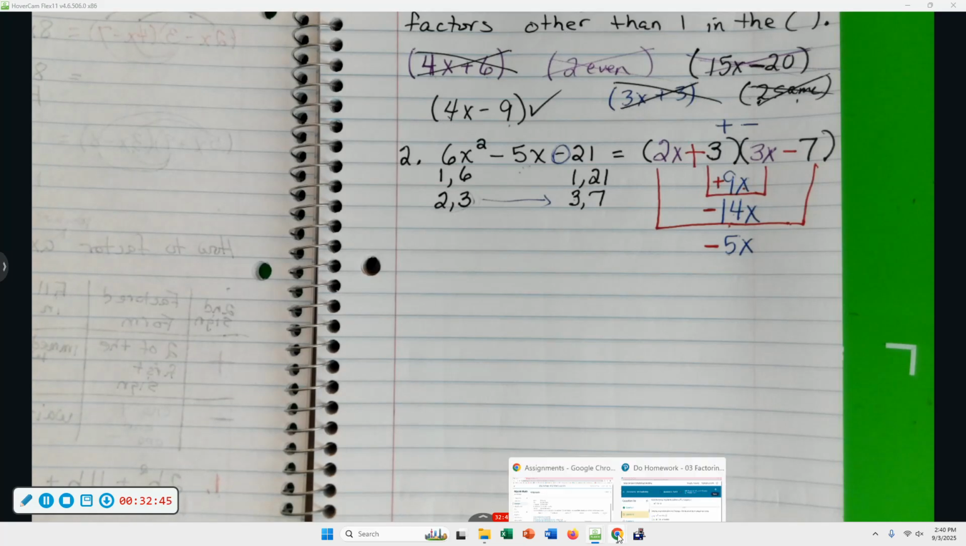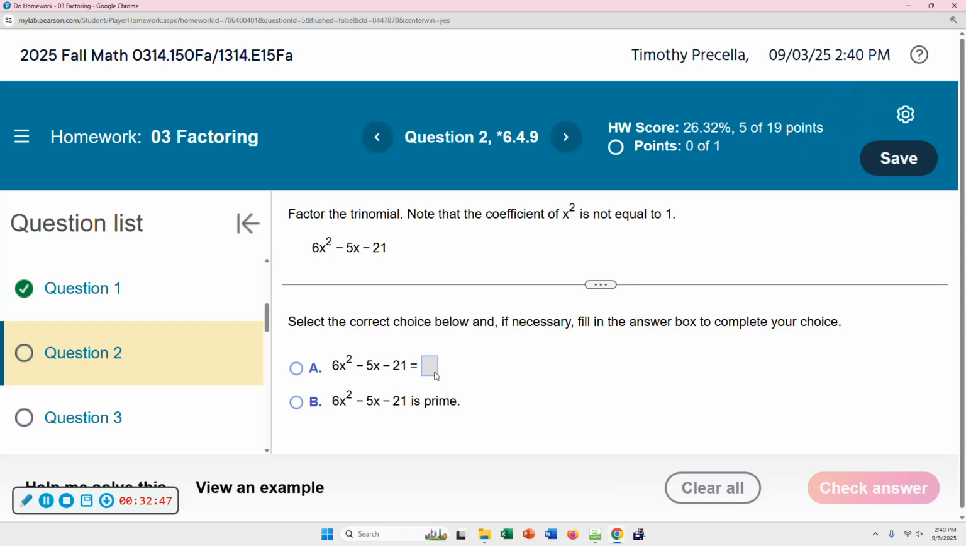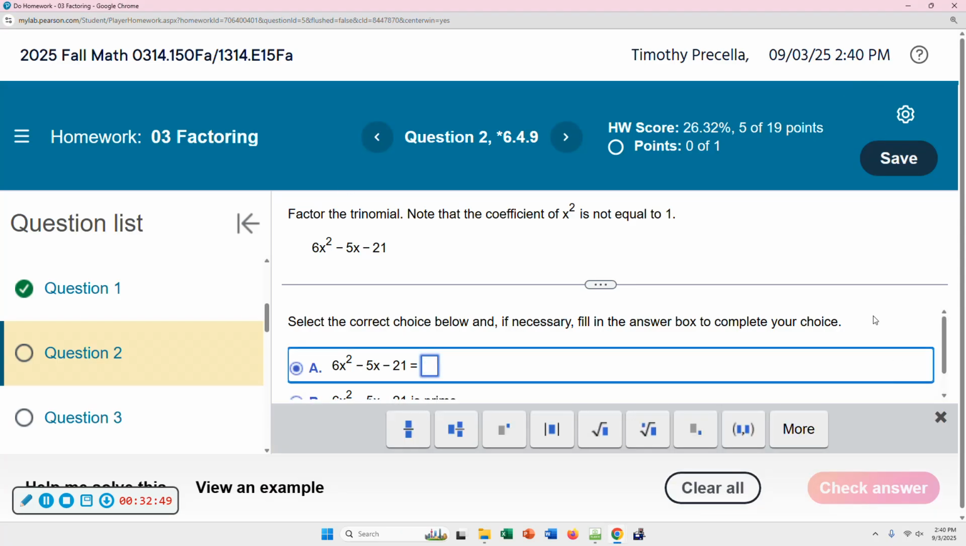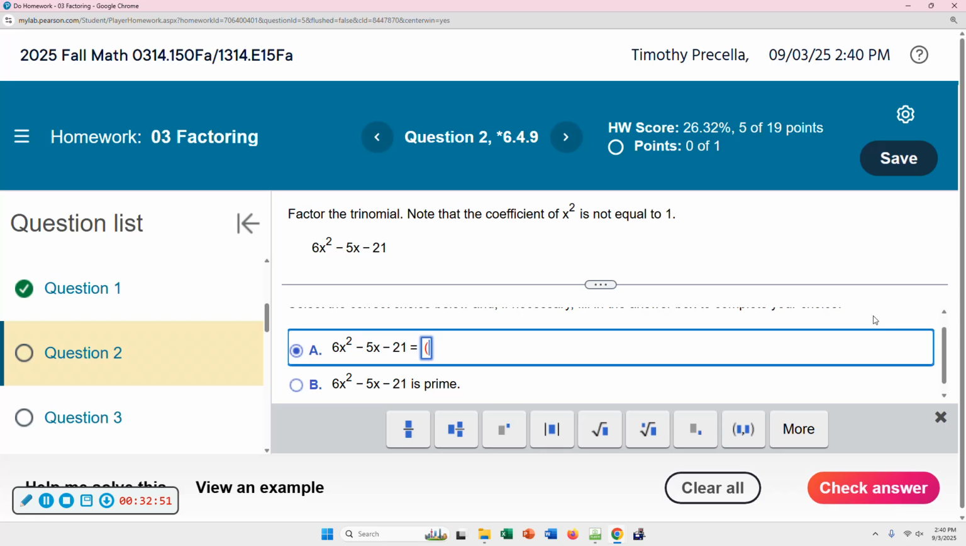So let's type it in. And to illustrate, I'm going to type that second one first. 3x minus 7. And the other one is a 2x plus 3.